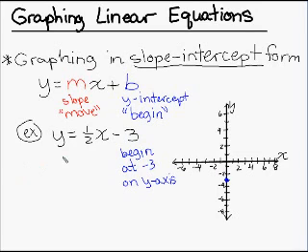Okay, for the slope, this is a slope of 1/2, and that means two things. Either you're going to move up 1 and right 2, or you could also move down 1 and left 2.